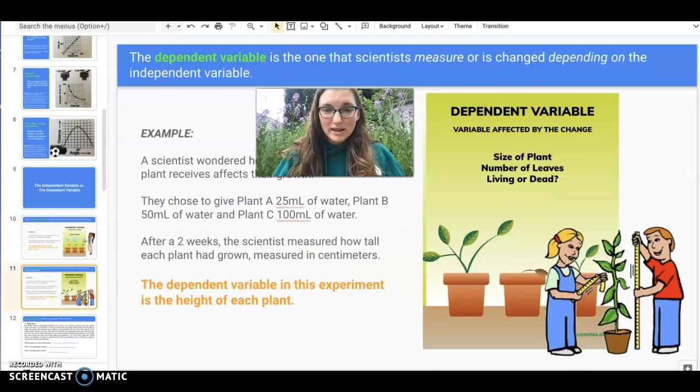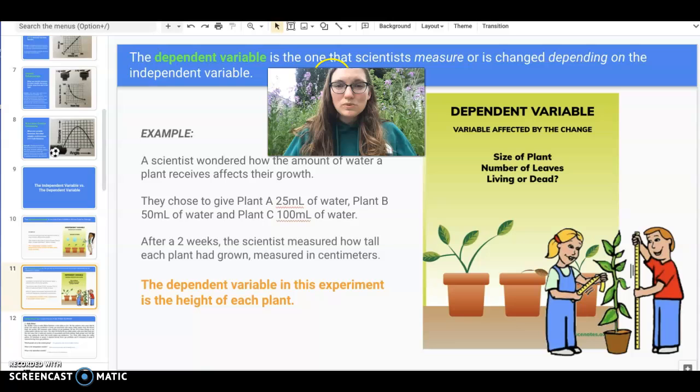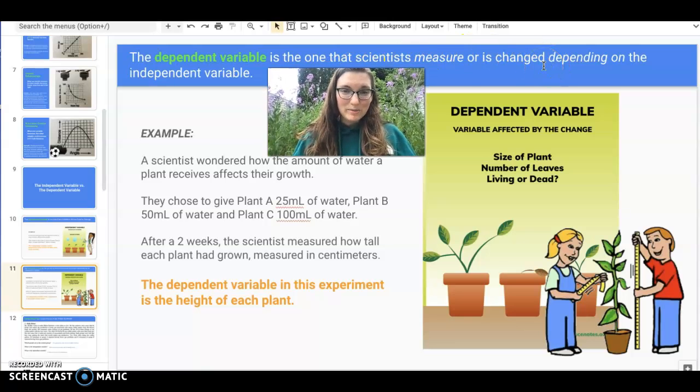And then there's the dependent variable, which is what scientists are measuring, what is changed depending on the independent variable. Like, how big is that plant when I give it certain amounts of water? How big does it get?